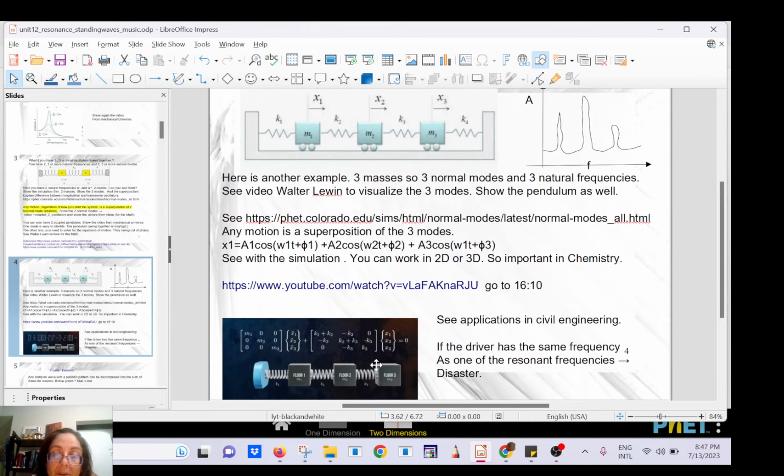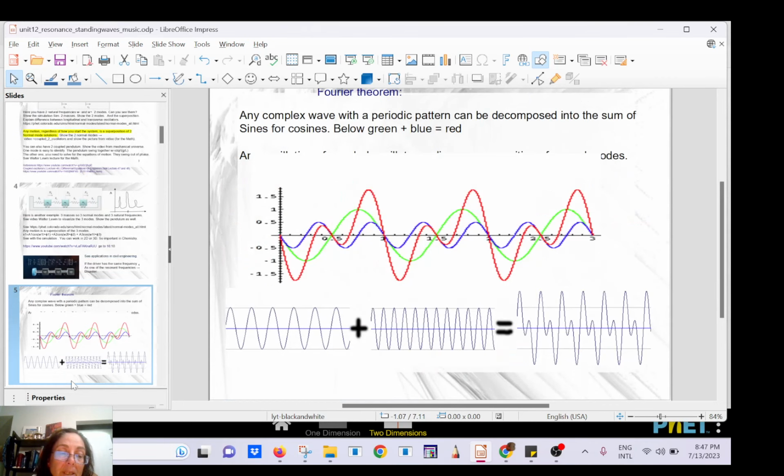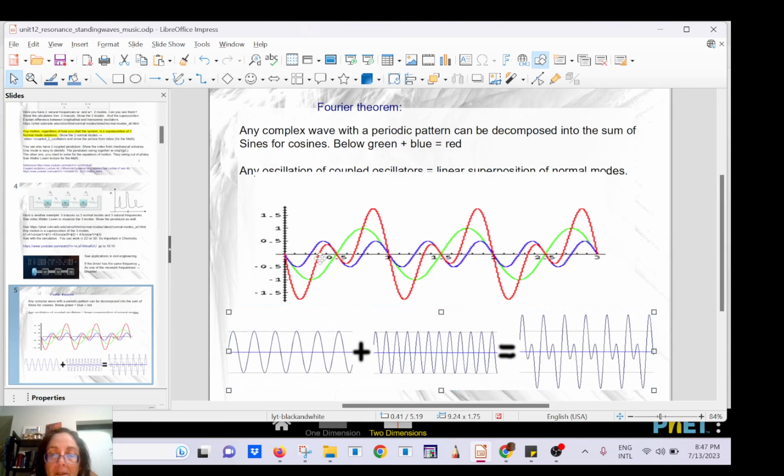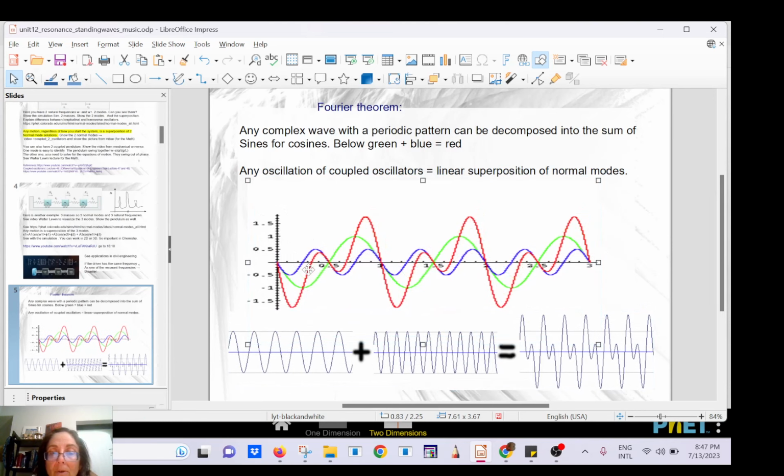I think we cover everything here. So finally, what's the conclusion here? The conclusion is that if you have connected oscillators, right, and you disturb these oscillators, they will oscillate in such a way that what you get here is the superposition, or the weighted sum, of the normal modes, right?